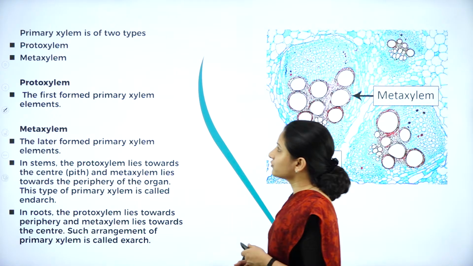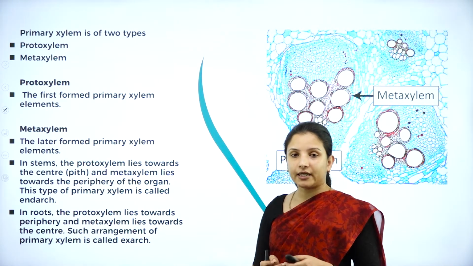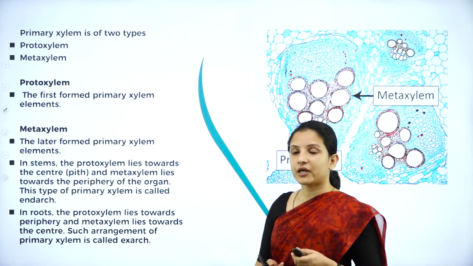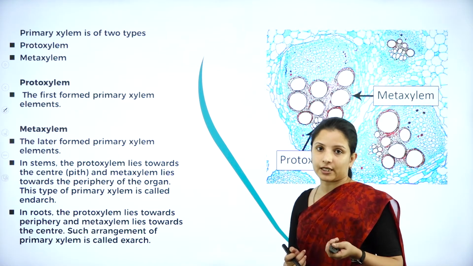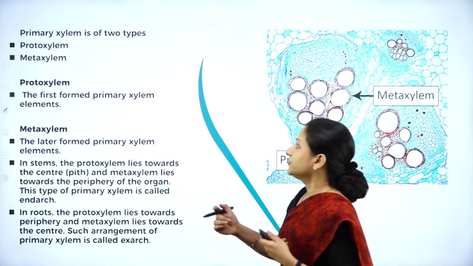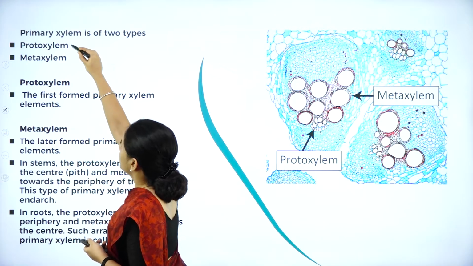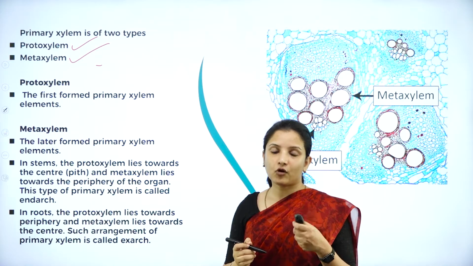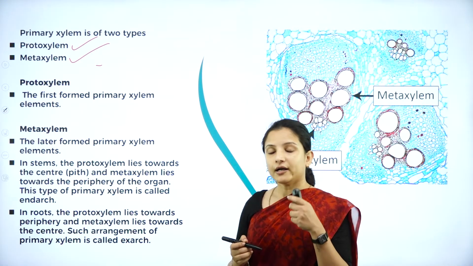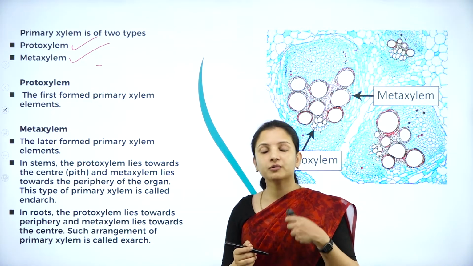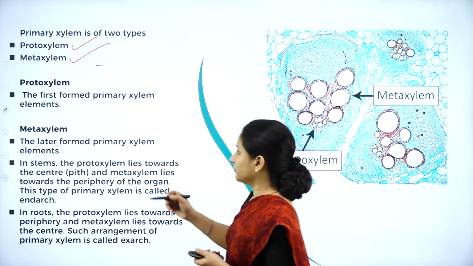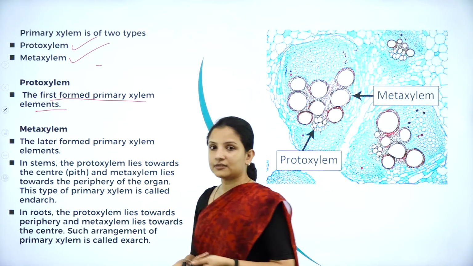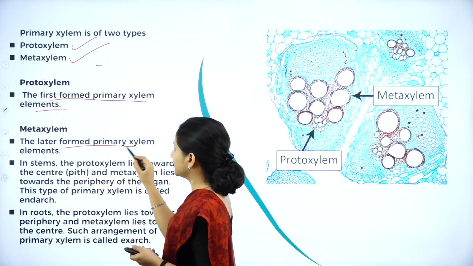So next, moving on to xylem. Again, xylem is made up of primary xylem. So what is primary xylem? Primary xylems are the first formed xylems. Again in the primary xylem, there is protoxylem and metaxylem. Protoxylem are the first formed primary xylem elements, and metaxylem are the later formed primary xylem elements, formed after the formation of the protoxylem.